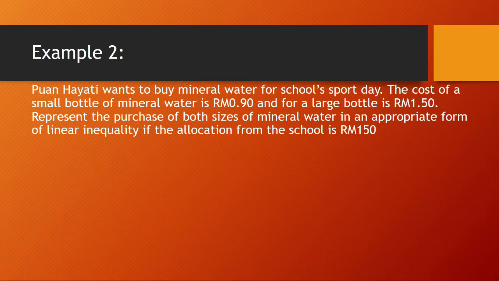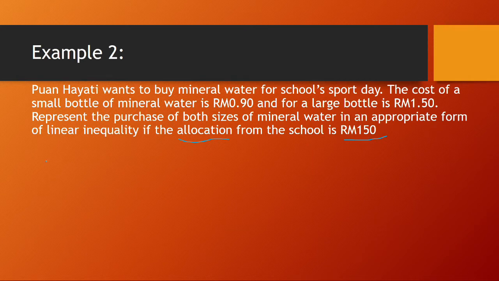Okay. Now we look at example 2 here. Puan Hayati wants to buy mineral water for school sport day. The cost of a small bottle of mineral water is 90 cents and for a large bottle is 150. Represent the purchase of both sizes of mineral water in an appropriate form of linear inequality if the allocation from the school is 150. So if the allocation given is 150, meaning that it is less than or equal to.